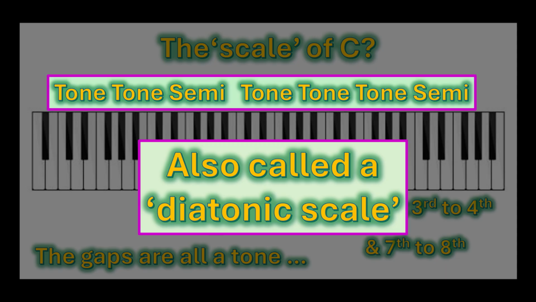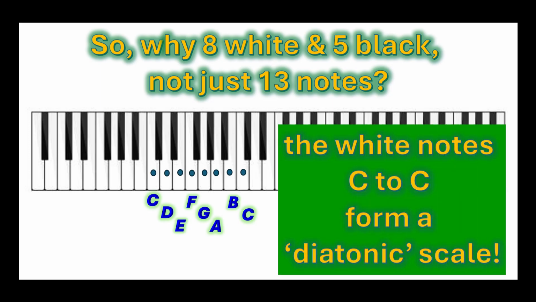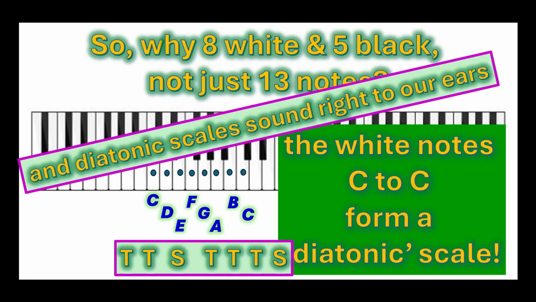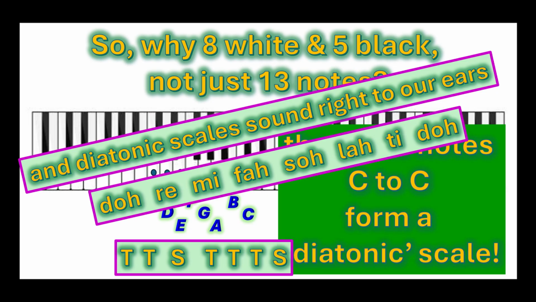Do, tone to re, tone to mi, semitone to fa, tone to sol, tone to la, tone to ti, semitone to do. That is a diatonic scale. So now we know why we have 8 white notes and 5 black notes, not just 13 white notes. The answer is because the white notes from C to C form a diatonic scale with the gaps tone, tone, semitone, tone, tone, tone, semitone.